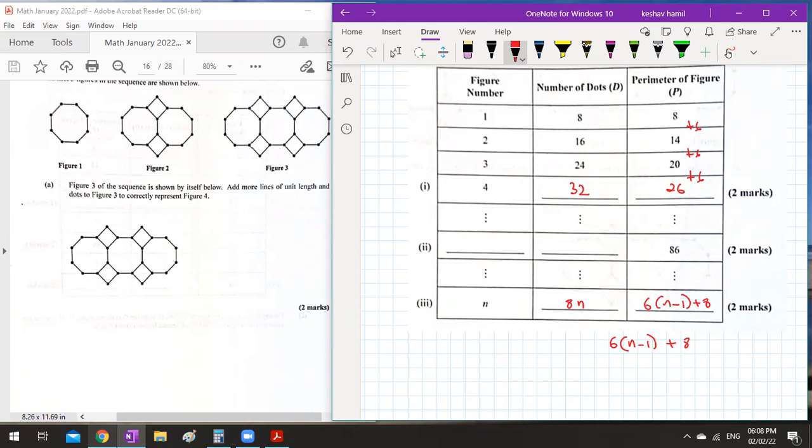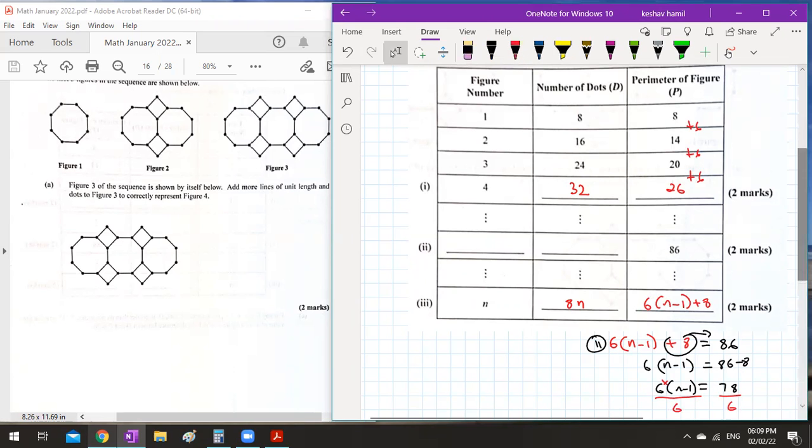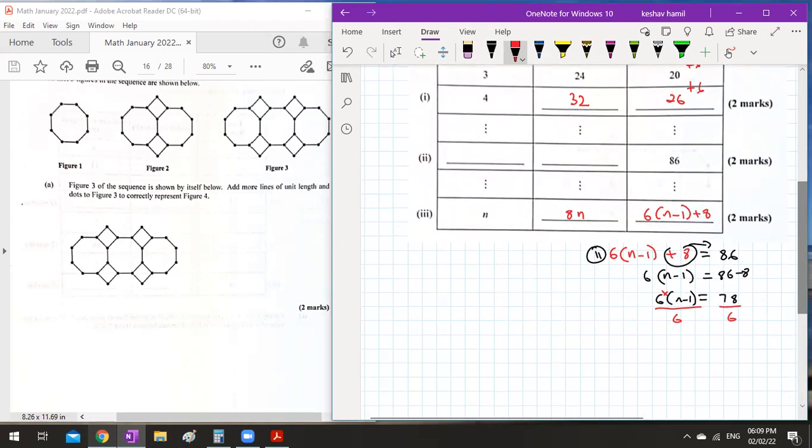Right? Now, in order to work out part 2, use this function and see that this was equal to 86. Carry the 8 across, do some subtract. And we have 6 times n minus 1. I'm going to solve for the value of n to get this value here. So this will be 78. You know that this is a multiply between the 6 and the bracket. So the opposite of multiply is to divide. So divide both sides. So 6 and 6 will cancel out. We'll have n minus 1 is 13.